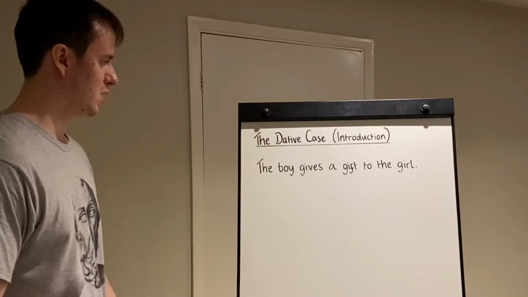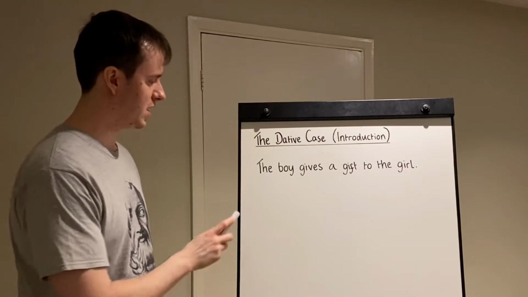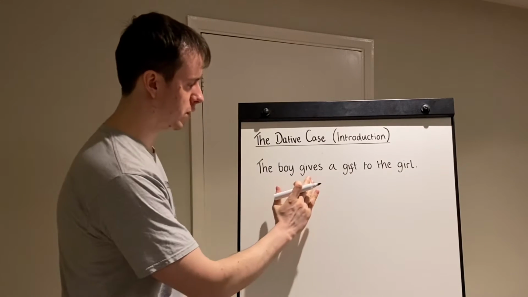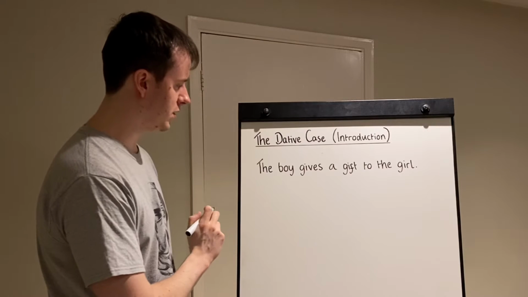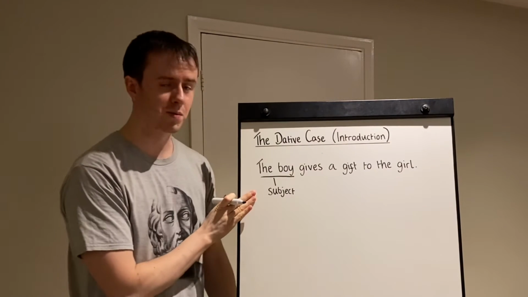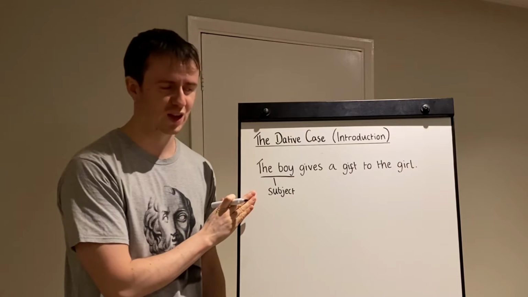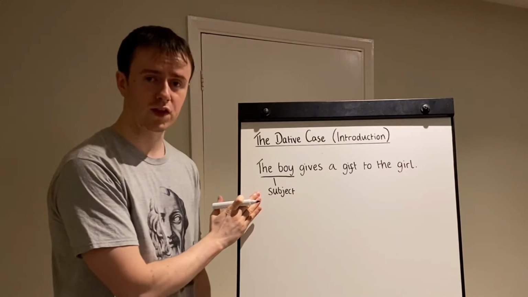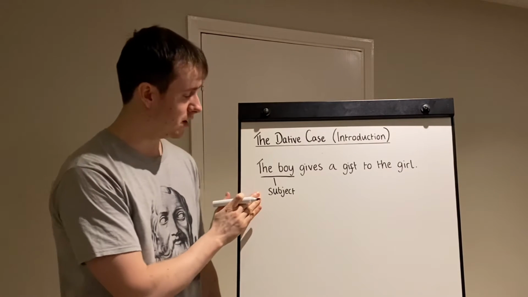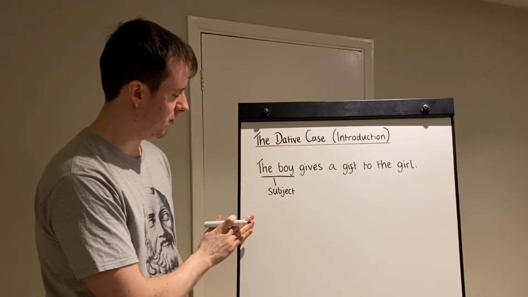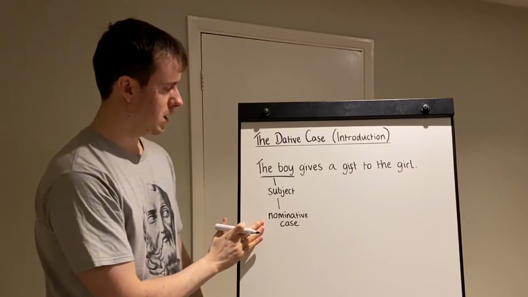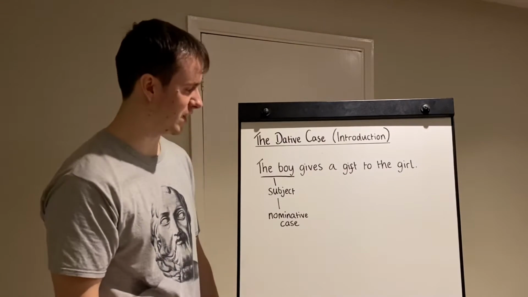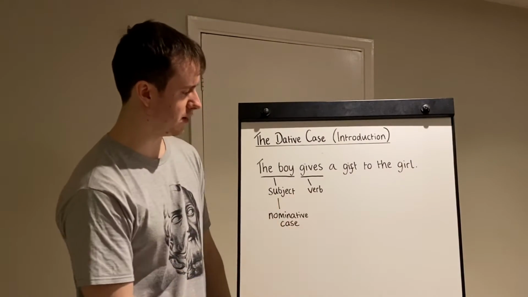Okay, here we have the English sentence, the boy gives a gift to the girl. Here, the boy is the one doing the giving, so we know that he is the subject, because remember the subject, in grammatical terms, is the one that's doing the action of the verb. And in Greek, we indicate the subject using the nominative case, and therefore in Greek, the boy would be in the nominative case. And then gives is a doing word, so therefore we know that it's the verb in the sentence. So I've put that gives is the verb.